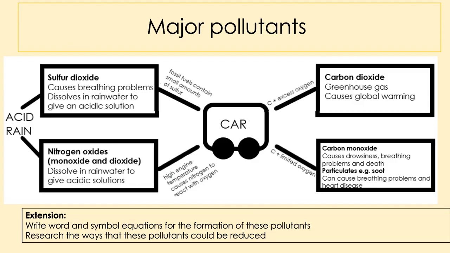So our major pollutants. I've done one of my very dodgy diagrams there. I've labelled it a car because you can't really tell what it is. And cars are useful to talk about this because they give off all these major pollutants. Some of these pollutants are given off by factories and industry as well, but we're going to talk about the car because all of them come out of the car.